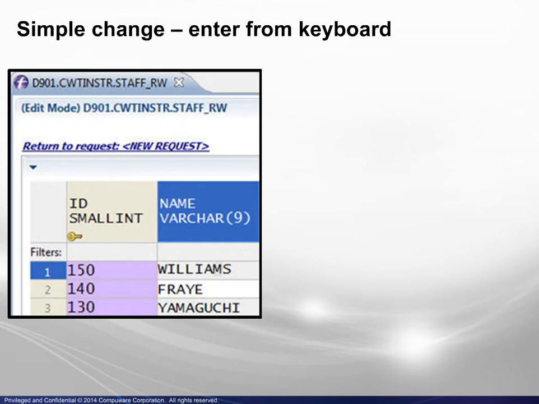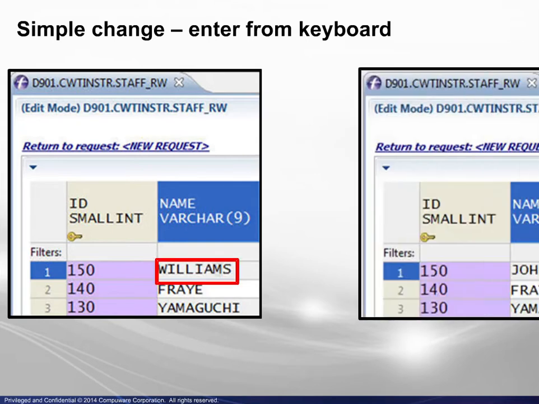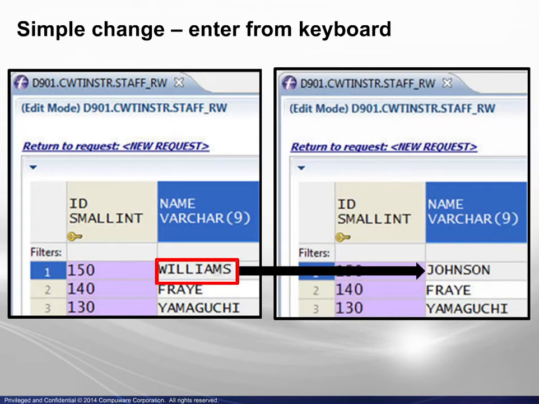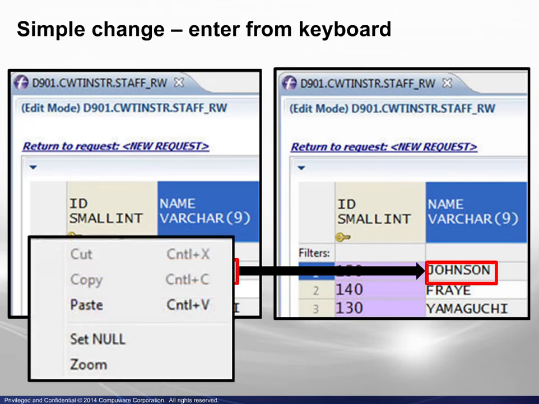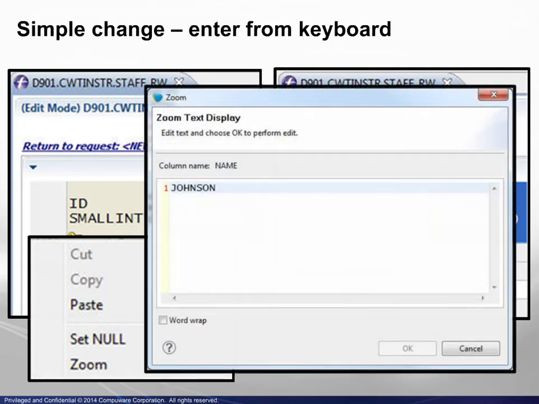The simplest changes for individual entries are entered directly from the keyboard. Click in a cell and type in the desired value. A right-click in a cell reveals a context menu. Set Null is only enabled if appropriate for the column. Zoom is available for character data. Choosing it will display a box allowing for convenient entry of long character strings.